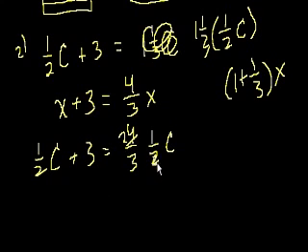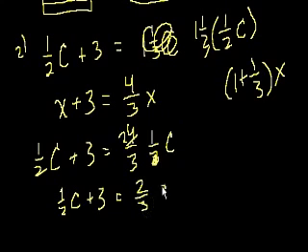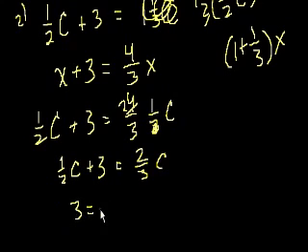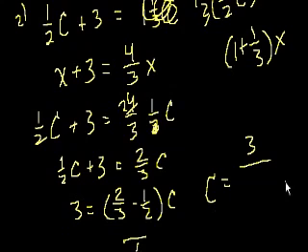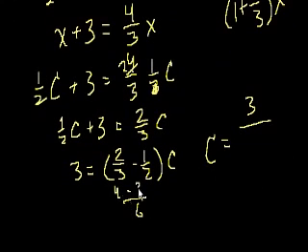So you get a 2, this cancels out, and then you get 1/2 c plus 3 is equal to 2/3 c. And let's see, we could subtract 1/2 c from both sides, and you get 3 is equal to 2/3 minus 1/2 times c. And then you could just do that fraction, and you get c is equal to 3 over, what is this? If you do it over 6, 4 minus 3, so this is 1/6. So this turns into 1/6. So c is equal to 18.